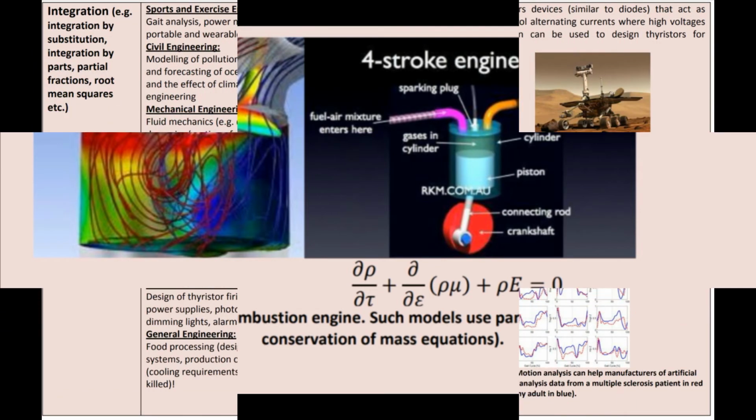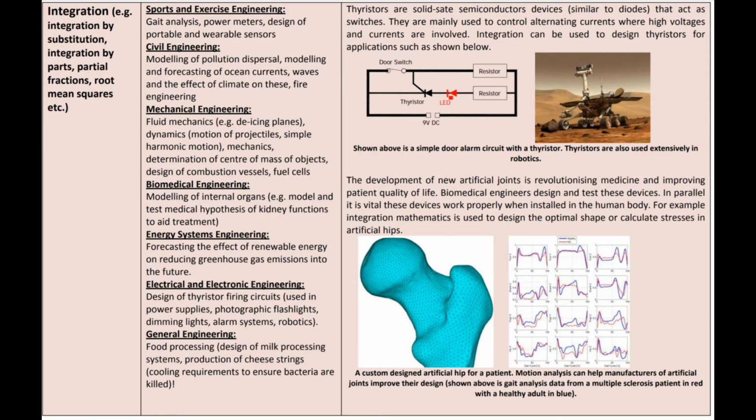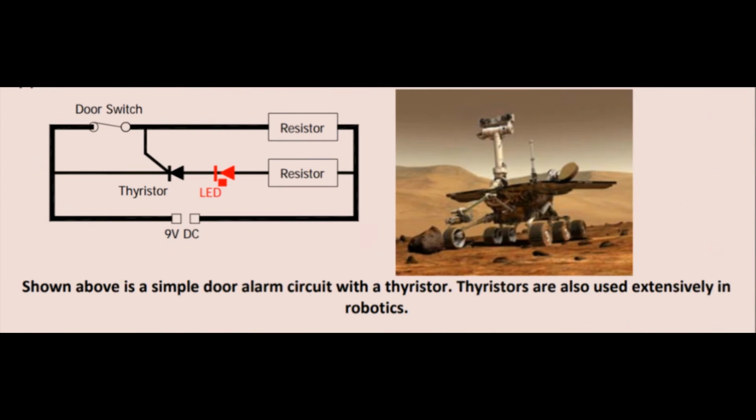Now let's look at how integration can be used for electrical engineering. Integration by substitution, parts, partial fractions, and root mean squares can be used to design thyristor firing circuits, which are used in power supplies, photographic flashlights, dimming lights, alarm systems, and robotics. Thyristors are solid-state semiconductor devices, similar to diodes, that act as switches. They are mainly used to control alternating currents where high voltages and currents are involved. Integration can be used to design thyristors for simple door alarm circuits and extremely complex robots.